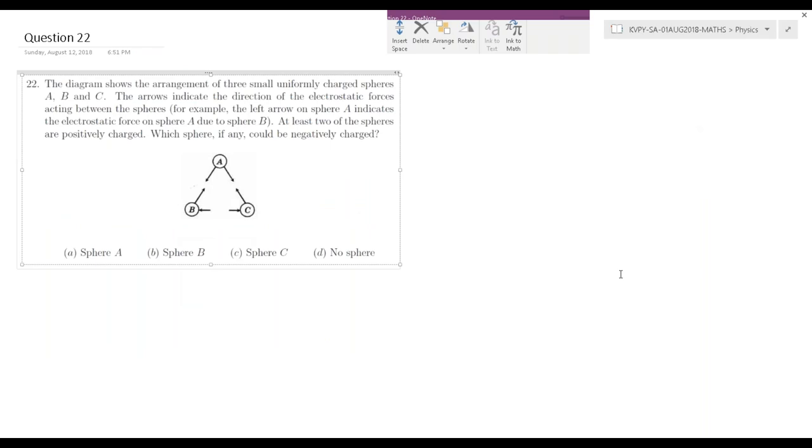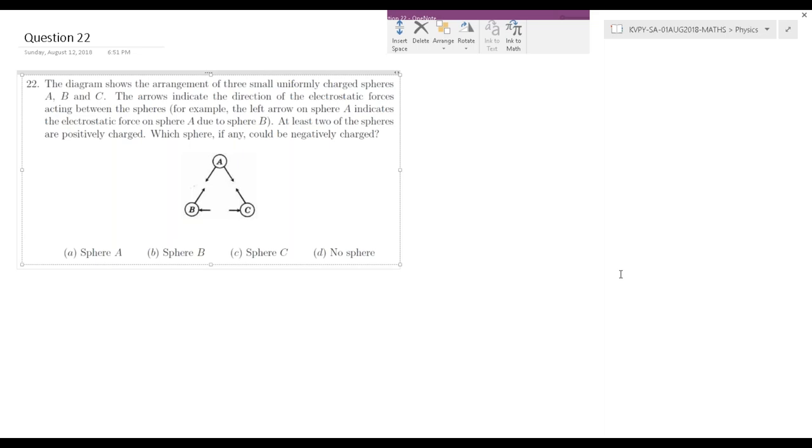Question number 22. The diagram shows the arrangement of three small uniformly charged spheres A, B, and C. The arrows indicate the direction of the electrostatic force acting between the spheres. For example, the left arrow on sphere A indicates the electrostatic force on sphere A due to sphere B. And at least two of the spheres are positively charged. Then which sphere, if any at all, could be negatively charged?